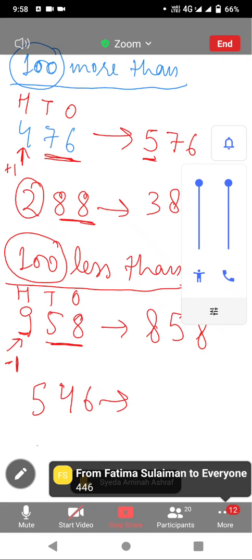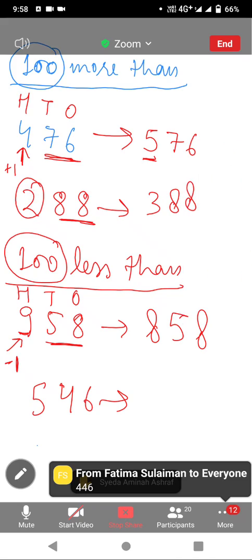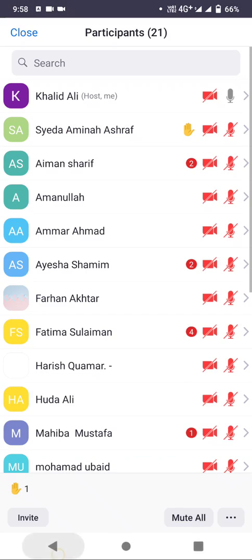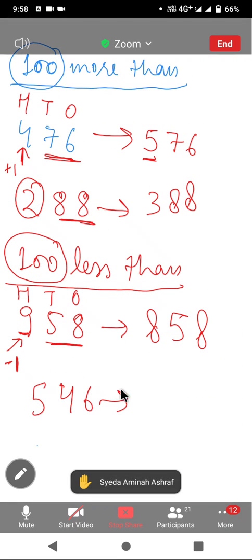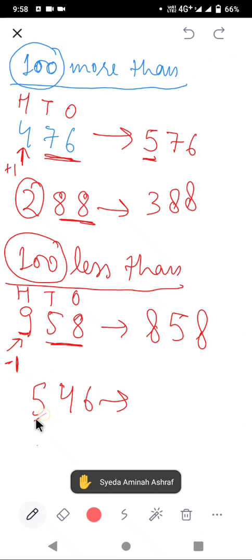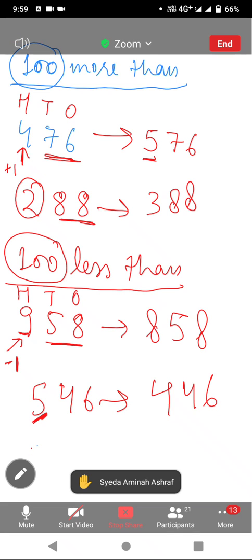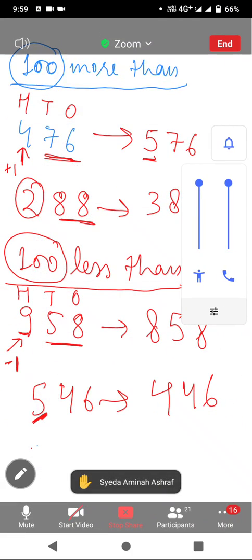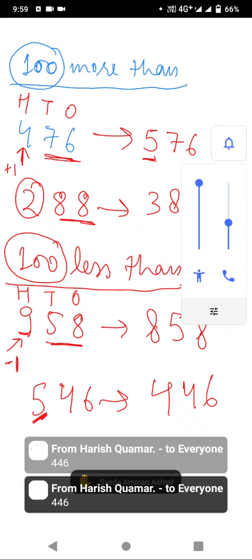Yes, what about others? 446. Subtract 1 from the 100 place only. So 5 minus 1 is 4. So 446 will be 100 less than 546. Have you all understood it? Everyone?